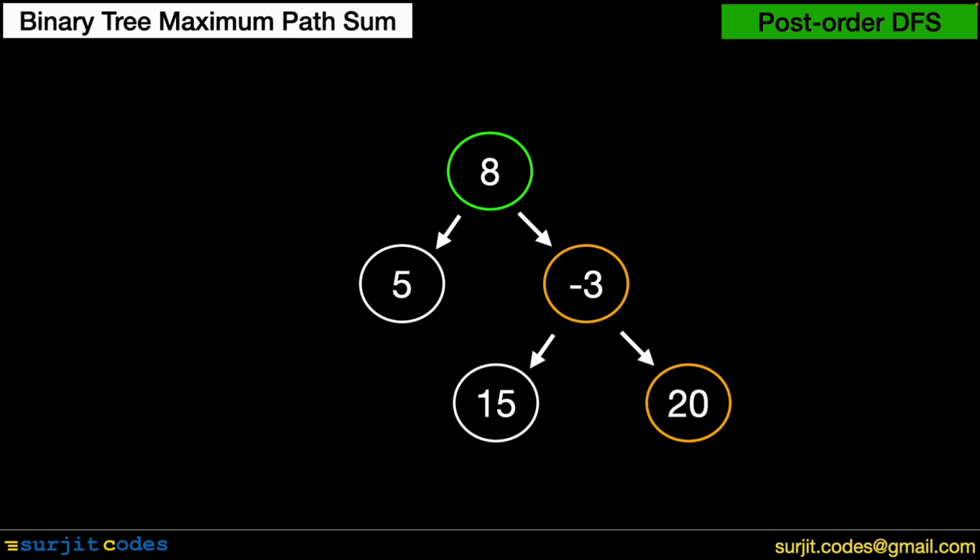Gain is the node value, that is minus 3, plus higher of its left and right gains, that are 15 and 20. So with 8 as the starting node, maximum path sum is of 4 nodes, 8 plus 5 plus minus 3 plus 20, which is equal to 30. But this is not the end of the story. For the subtree with minus 3 as the root, its left gain is 15 and the right gain is 20, and the path sum of these three nodes is 32. So maximum path sum for this tree is 32 and not 30.